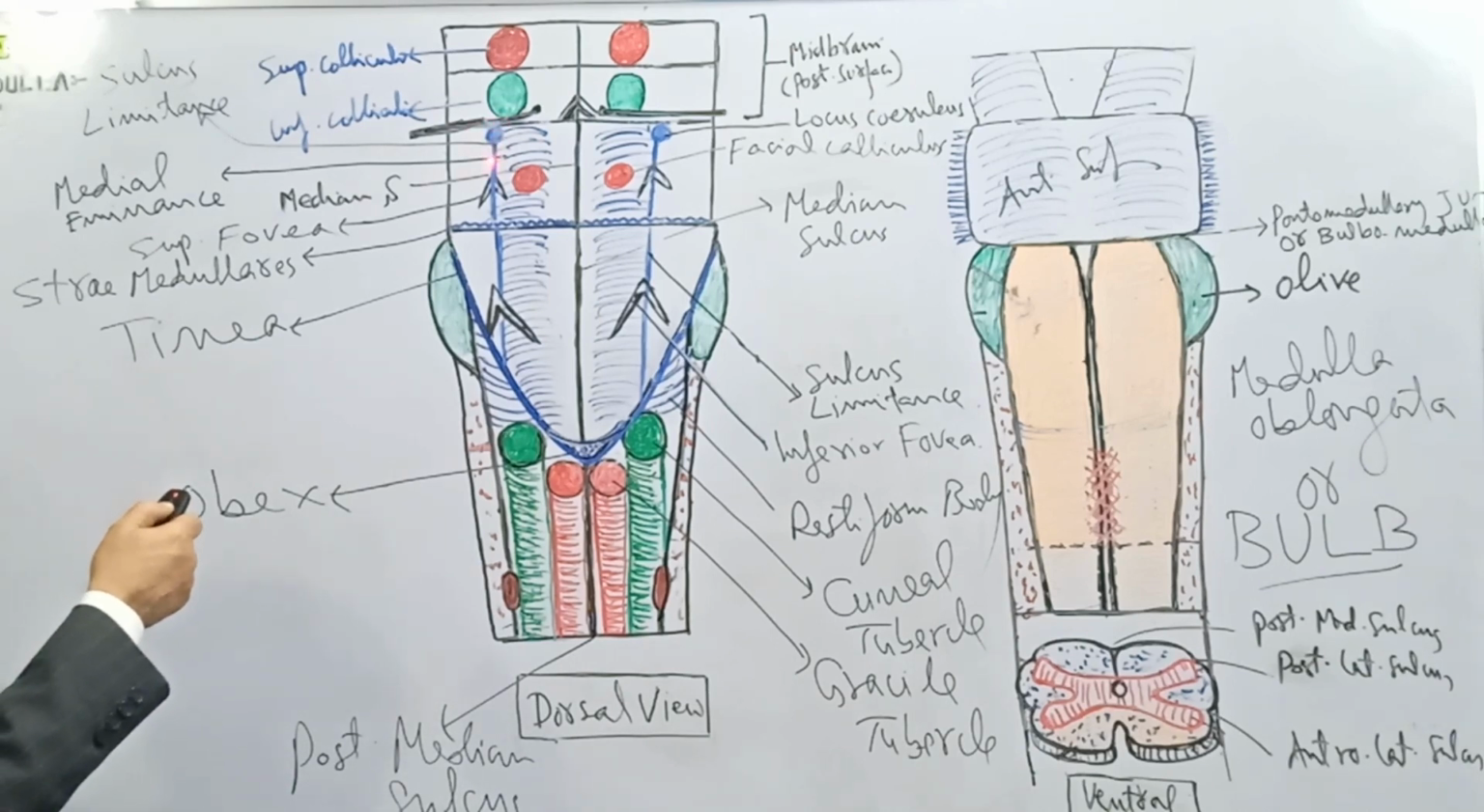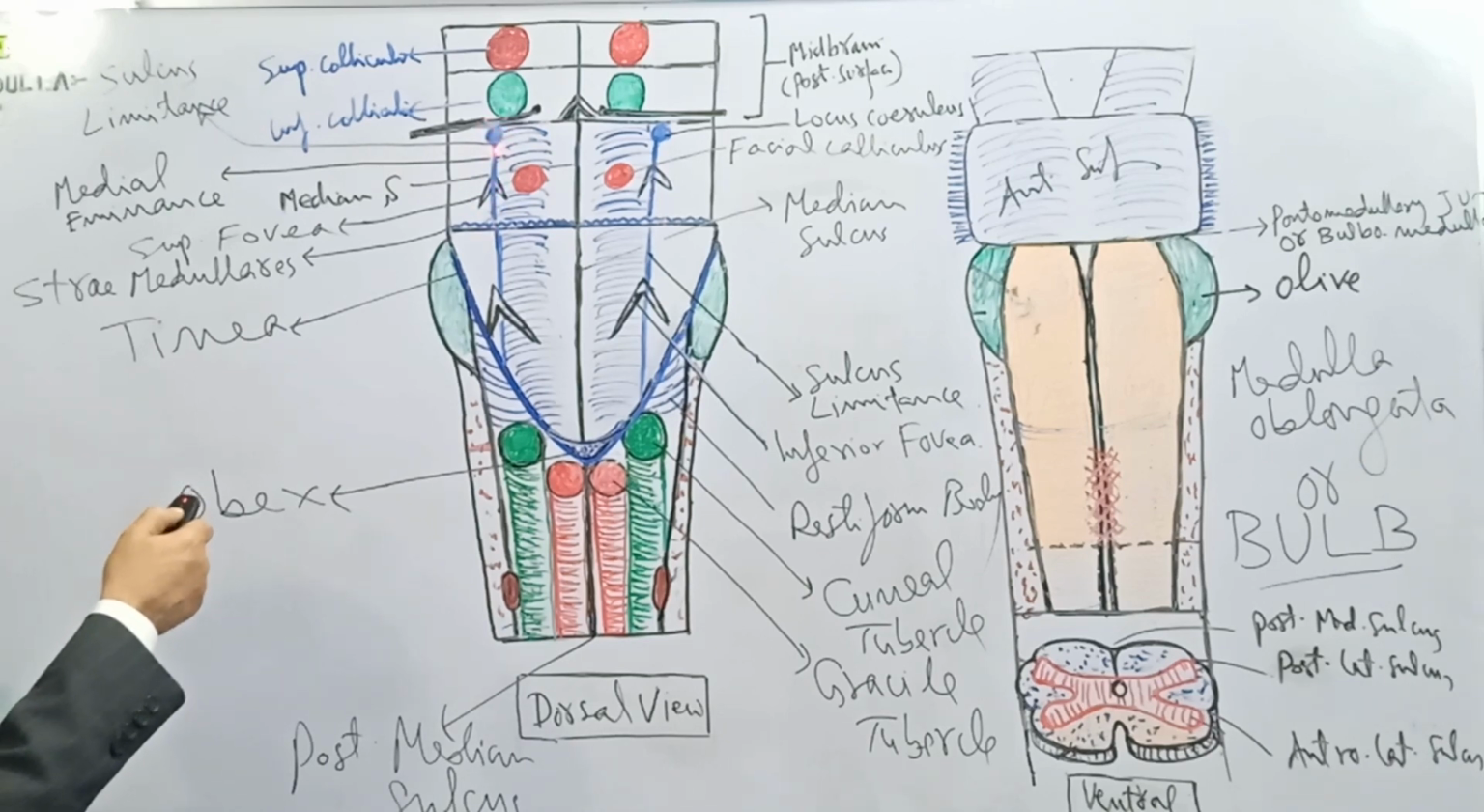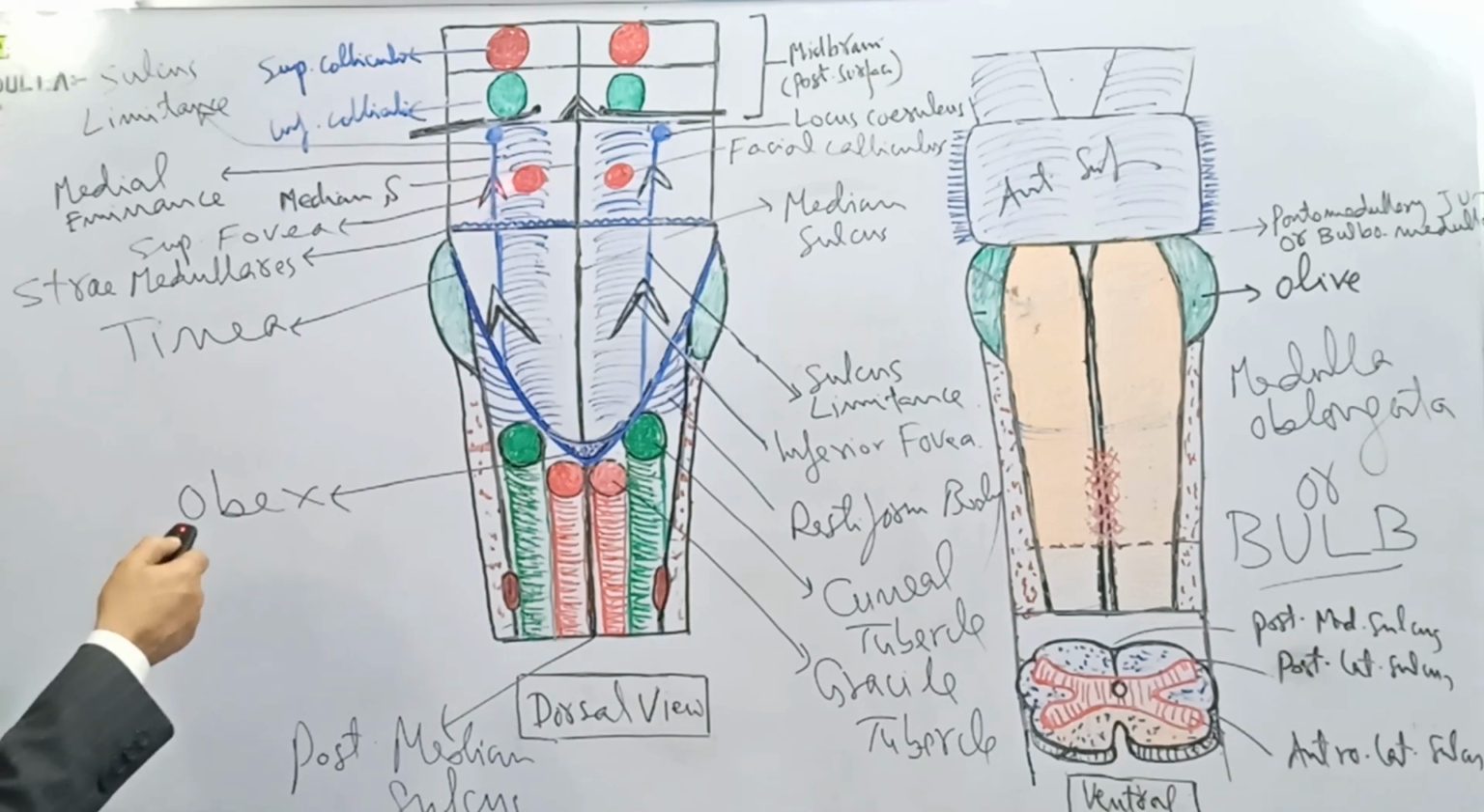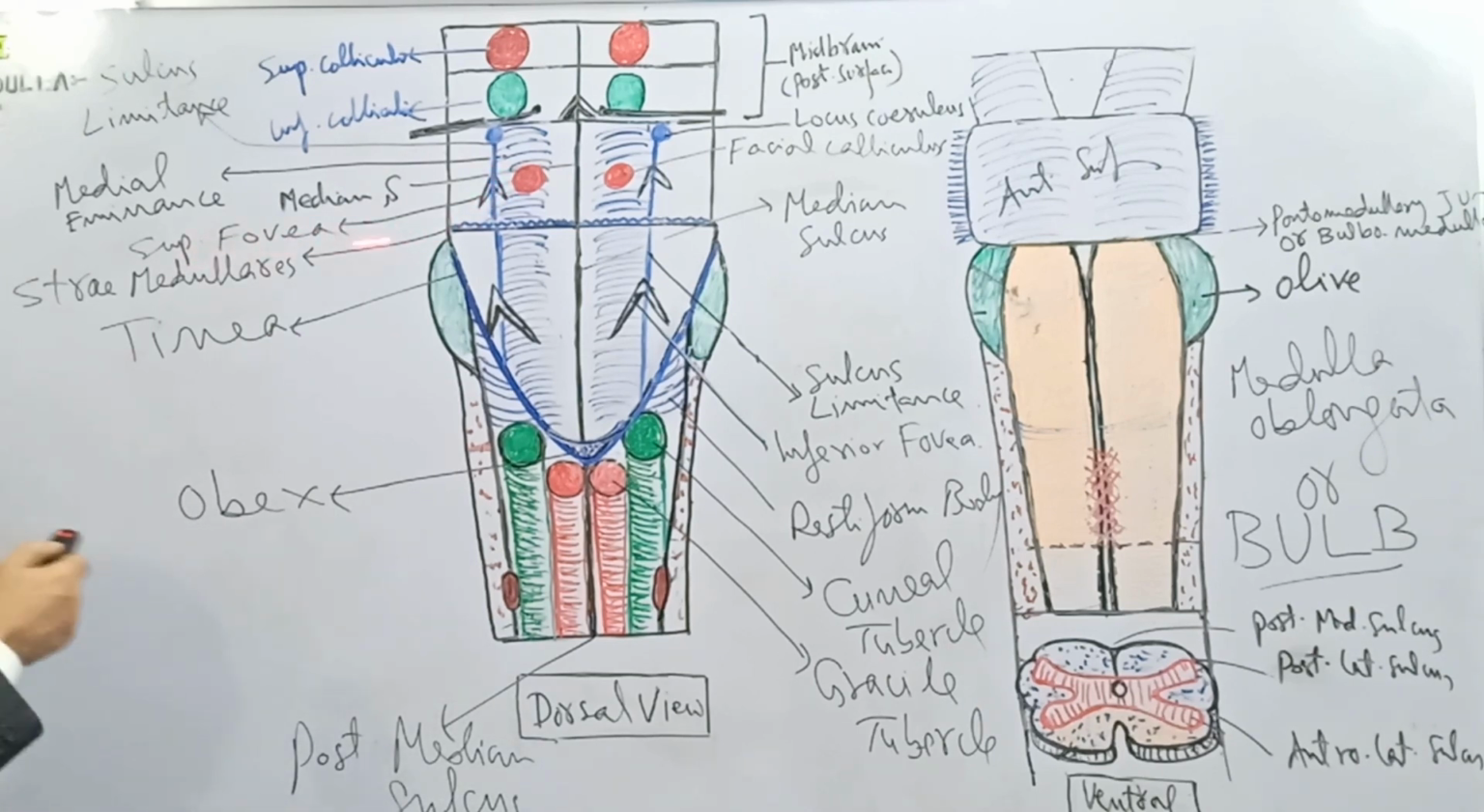Now look here, the posterior surface of the pons, this is the sulcus limitans. Above is the locus coeruleus. In the lower part, there is an inverted V-shaped depression known as the superior fovea, right side, left side. Similarly, on the dorsal surface of the open part of the medulla oblongata, in the lower part of the sulcus limitans, again there is an inverted V-shaped depression on each side, known as the inferior fovea. Right inferior fovea, left inferior fovea.